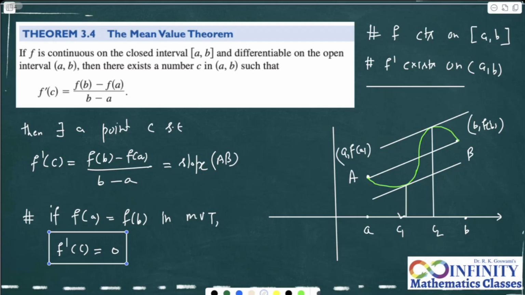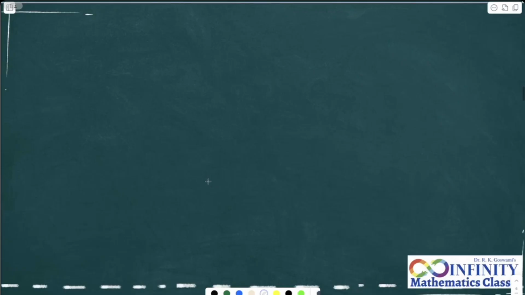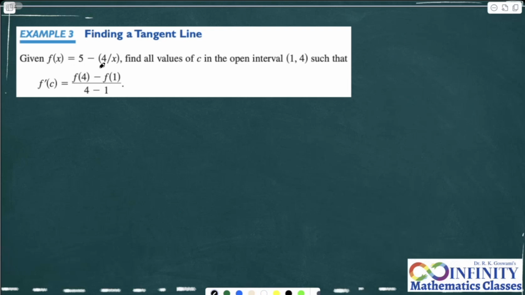So there is a question based on the same. Let us try to find out. Just try to have an example, like it is given to you as example number 3 in the book. Look at the function f(x) given as 5 minus 4 upon x. Find all values of c in the open interval 1 to 4 such that this theorem holds. Now the function f(x) is given to you as 5 minus 4 upon x.